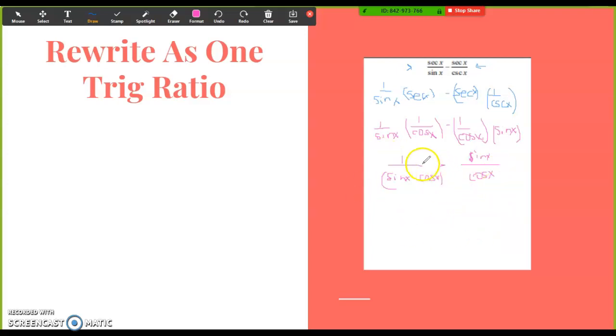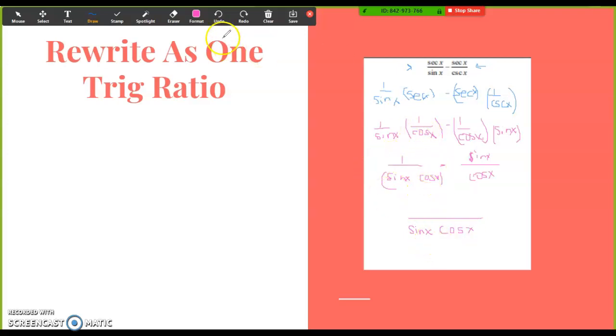Okay, now let's go ahead and subtract these and make this into a big fraction. Okay, and this way we won't have a superfraction. Here we go. Our denominator, if you look at it, is sine of x cosine of x. That's the least common denominator. So we would have a sine of x cosine of x.